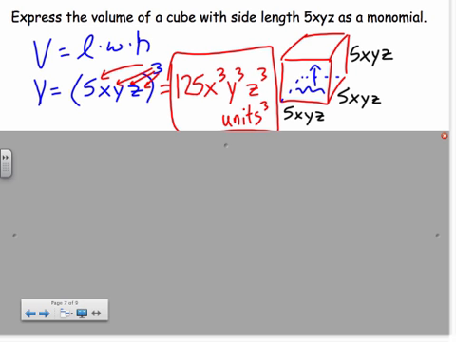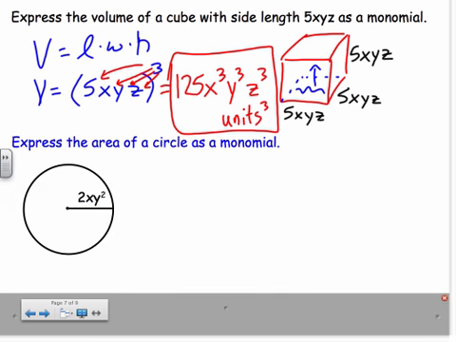If it was inches, it'd be inches cubed, centimeters, centimeters cubed, and so on. What about the circle? To express the area of a circle as a monomial, we need to know how to find the area of a circle. Hopefully, you got this down. Otherwise, you might have to reference back to your book or take a look online.